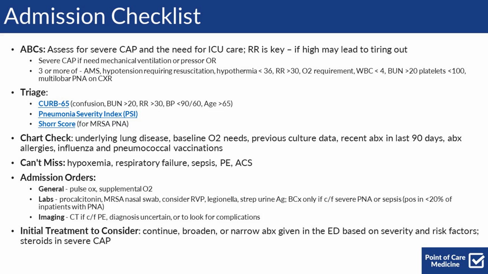Beyond your basic admission orders, you should also be thinking about how often you want to be getting pulse oximetry readings, whether the patient needs any supplemental O2. For labs, you should be thinking about sending a procalcitonin, a MRSA nasal swab, and whether or not you should get an RVP and urinary Legionella or strep antigens. Blood cultures in general are only sent if it's concerned for severe pneumonia or sepsis. You can consider getting a CT if you're worried about a PE or if the diagnosis is uncertain, or because you need to look for other complications.